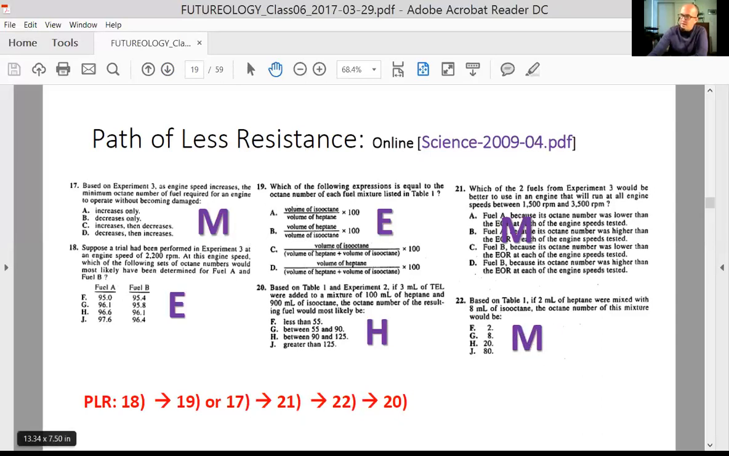So the PLR, the best way to go through this would actually be to go from 18 to 19 or 17, because those are both kind of medium/easy. And then go to 21, and then 22, and then 20 you would actually have to come back around to. Now, most test takers are probably going to try 20 and have to give up on it. So they would have tried 20, but then they would have realized it was too high up the mountain, and they would have had to save it for the end, and they would give it a try then. So that's how the path of less resistance works in this passage.